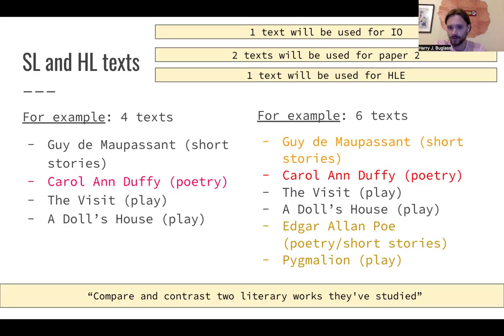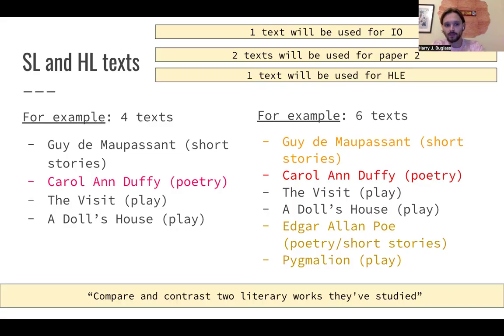For high level, however, you have the high level essay. In this instance, let's say Guy de Maupassant, his short stories were selected for the high level essay. You now have 4 texts available: The Visit, A Doll's House, short stories or poetry by Edgar Allan Poe, and Pygmalion, the play. So you have 4 left over.